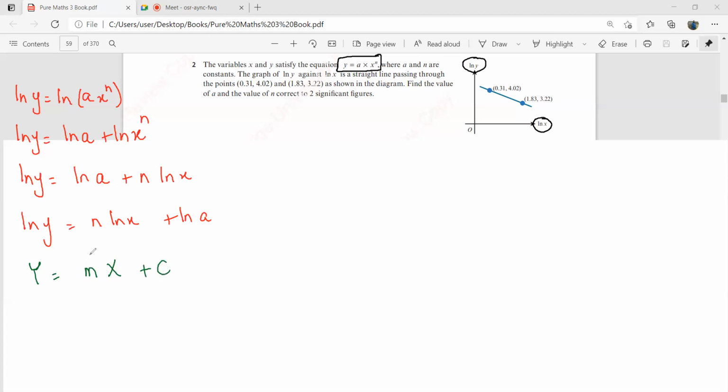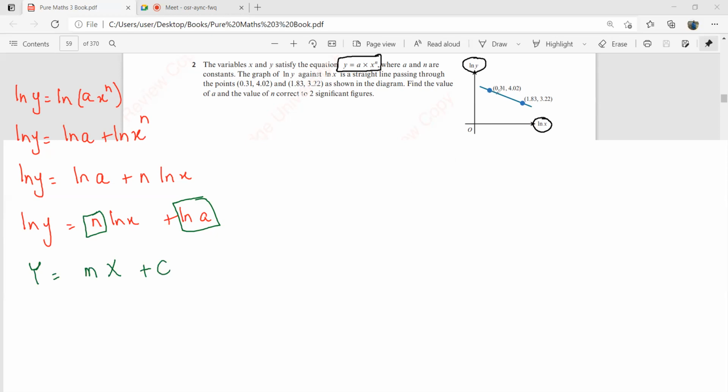So if you find the gradient of this line, that will be the value of n. And if you are able to find the intercept here, that will be the value of this ln a. Okay, so I believe you people are convinced that if we had the actual values of x and y, and then we took their ln y and ln x, and then plotted that, this would be this line over here, which is passing through these two given points.